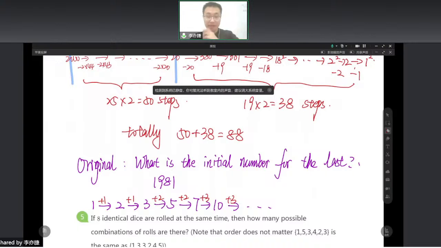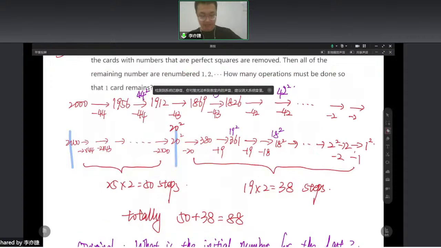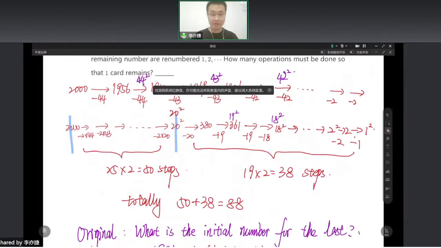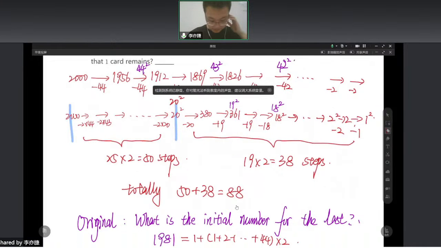So actually we have 88 steps to go, right? So the final remaining is 1 plus 1, 2, up to 44, then times 2. This is the way we get the final remaining answer. But never mind, this question is much easier. You just find the pattern and you will know how to do it. You can just list all the numbers up to get the answer, or you can trace from 1 to 4 and trace it back. It's also okay. But never mind, this is the question.